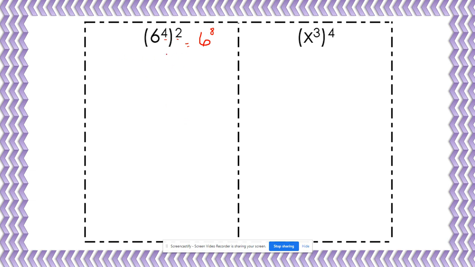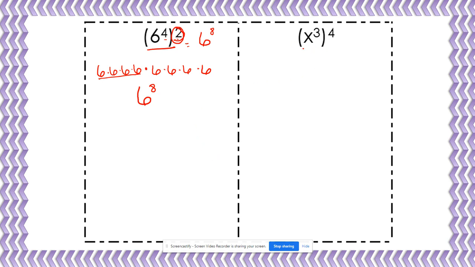Again, you can always write this out. So I would write 6 to the 4th power, which means 6 multiplied by itself 4 times. Because that is being raised to the 2nd power, it wants me to take this and multiply it by itself twice. So I will write it again. And what I notice is that I have 8 6s being multiplied by themselves. So that is 6 to the 8th power.